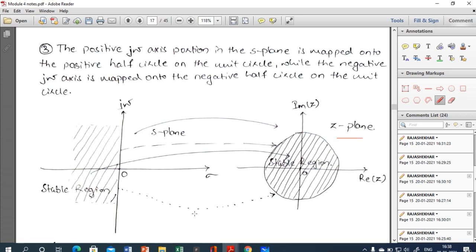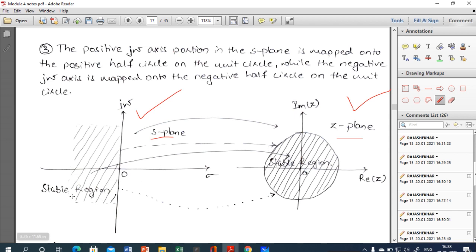So this is for the Z plane. If I come to the S plane, the left side of the S plane is called the stable region, and the right side is called the unstable region. So this is used to represent analog, and this is used to represent digital.